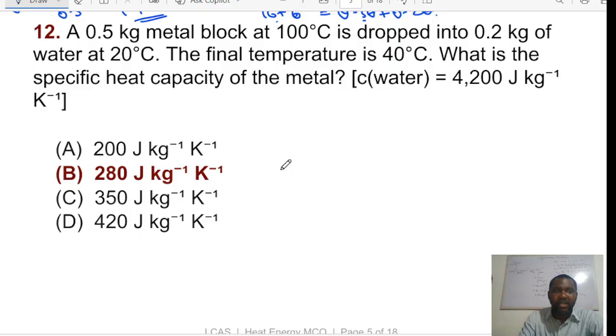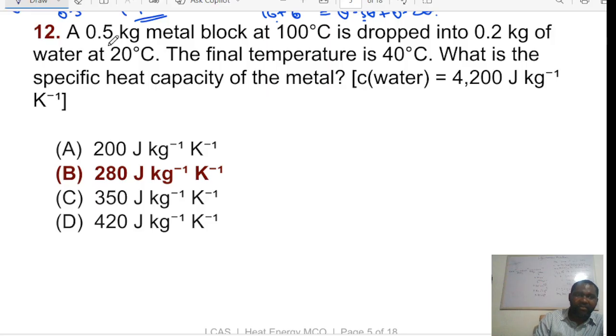It says a 0.5 kilogram metal block at 100 degrees Celsius is dropped into 0.2 kilogram of water at 20 degrees Celsius. The final temperature is 40 degrees Celsius. What is the specific heat capacity of the metal? Now this is very simple, very, very easy.